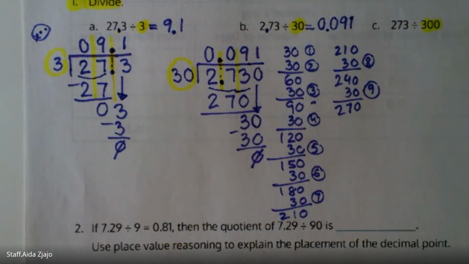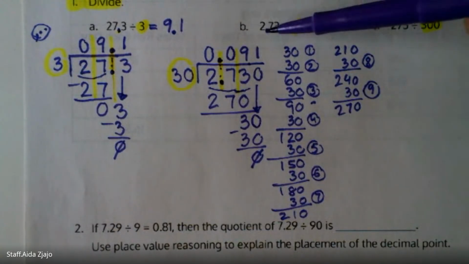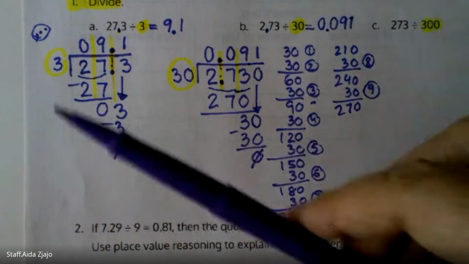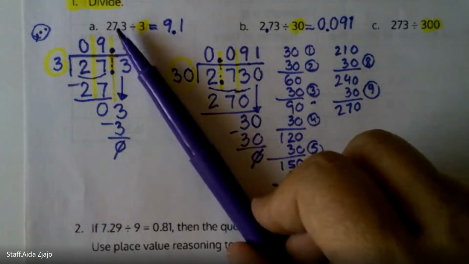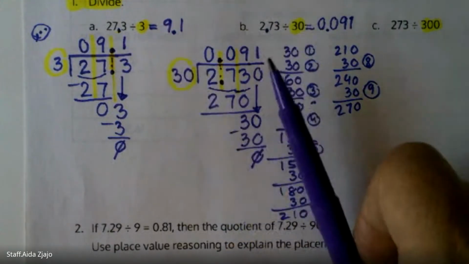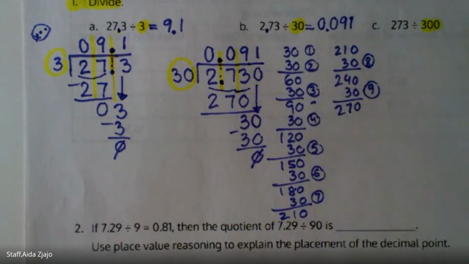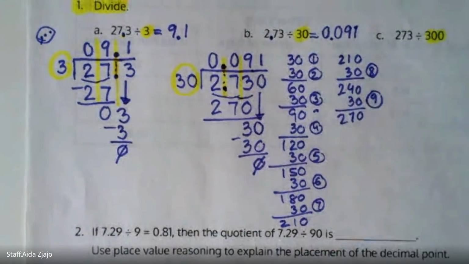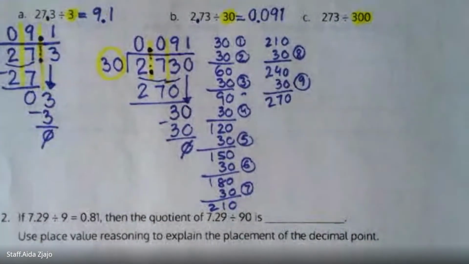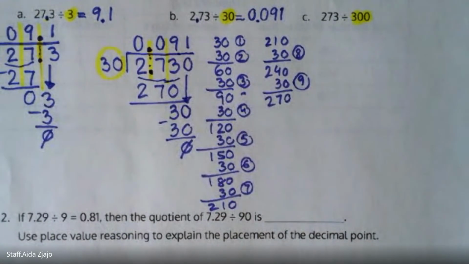Okay, so the digits are the same, 9 and 1, but because of the position, this was sharing $27 into 3 groups, and this was sharing $2 into 30 groups, or $2.73 into 30 friends. Okay, next would be 273 divided into 3 groups.